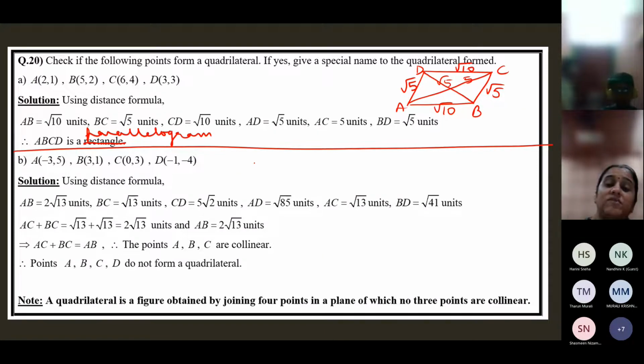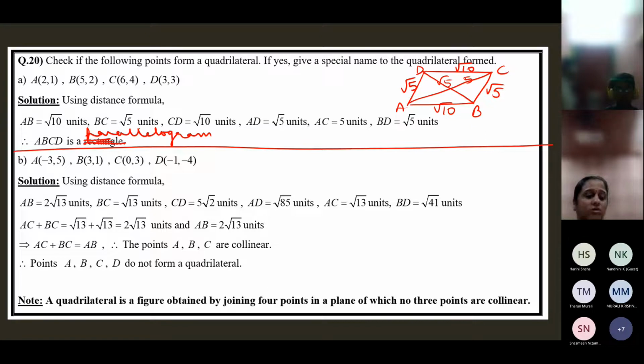Diagonals are unequal. If the diagonals are also equal, it's a rectangle. If opposite sides are equal and diagonals are also equal, then it's a rectangle. But here opposite sides are equal and diagonals are unequal, so it's only a parallelogram. It's not a rectangle.